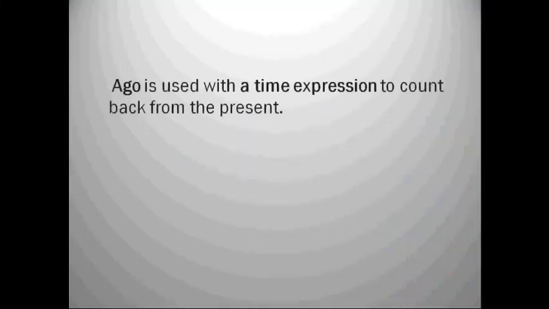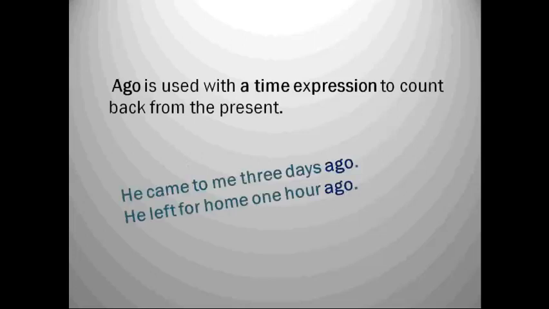Though ago and before can be used in the same meaning, they are not interchangeable. Let's see the differences. Number 1. Ago is used with a time expression to count back from the present. Let's see an example. He came to me 3 days ago, or he left for home 1 hour ago.